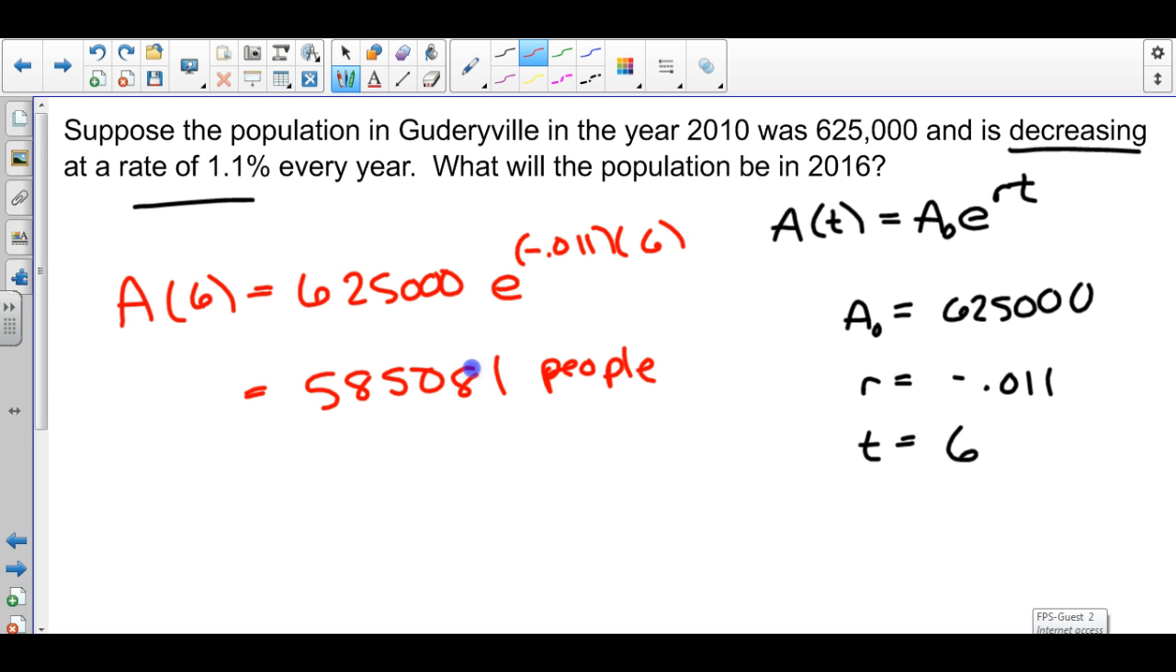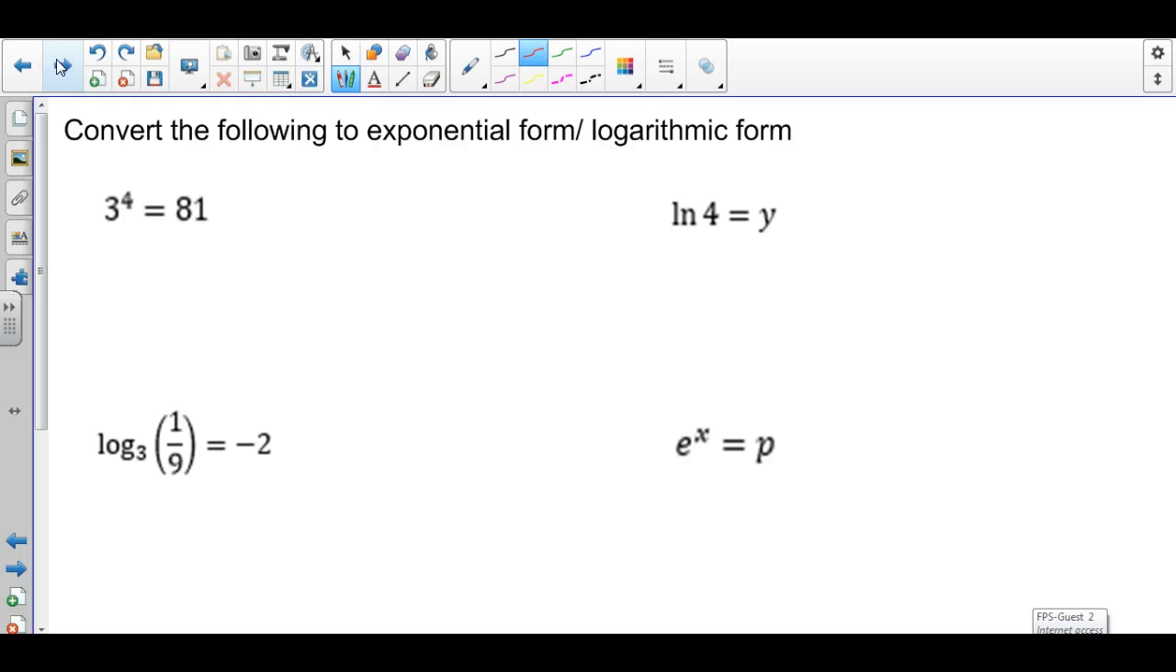And I'm rounding down just because I end up with a decimal of 0.79. Even though that decimal is greater than 0.5, I'm rounding down because I'm talking about how many whole people are actually in this city. And there's not enough whole people to round up to 82, so I just round down to 81. And then the last ones that I have on here, converting between exponential form and logarithmic form.